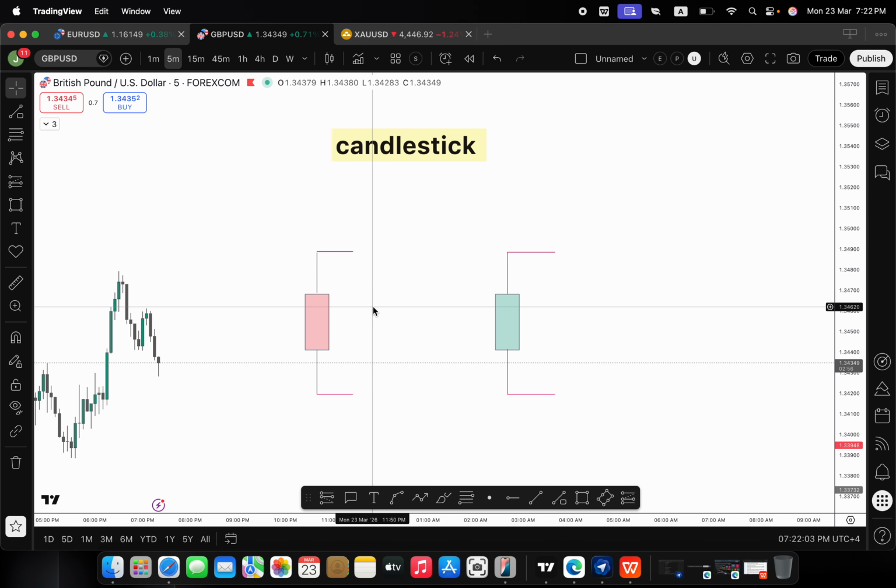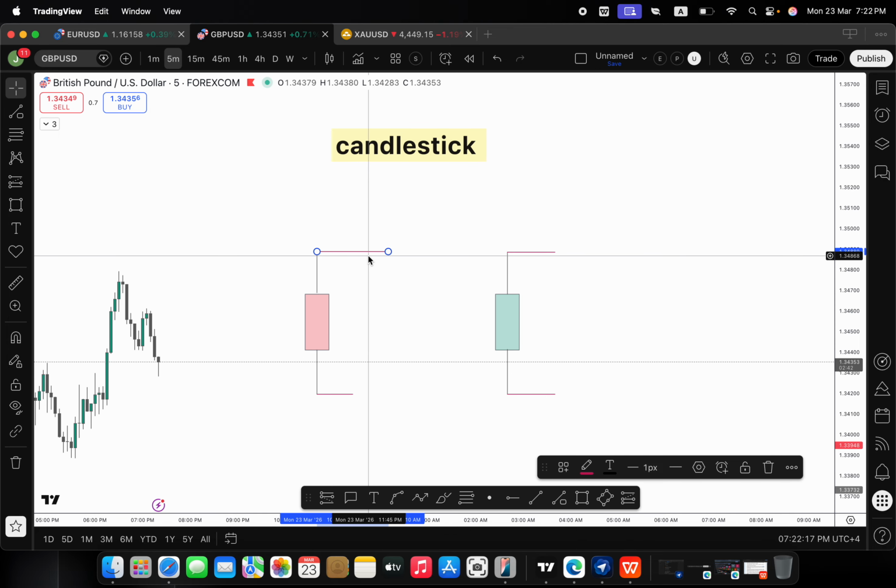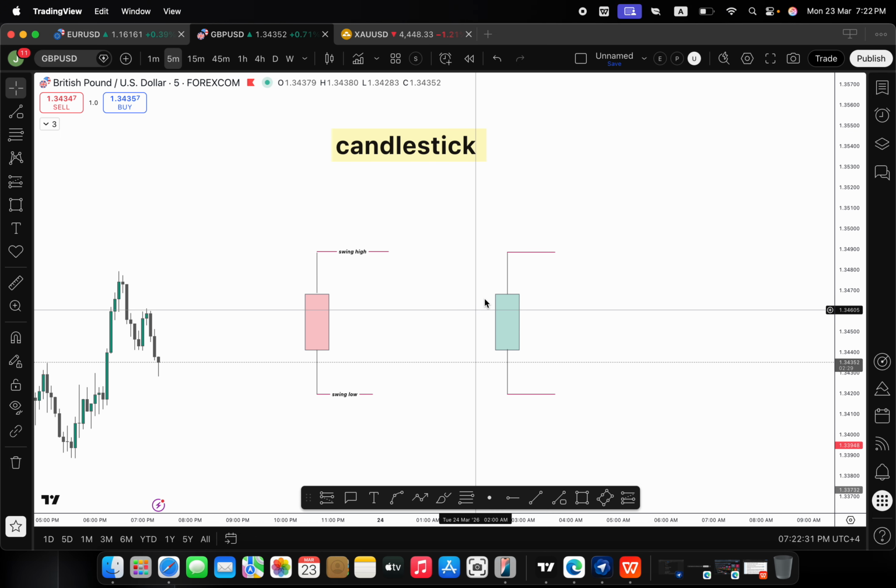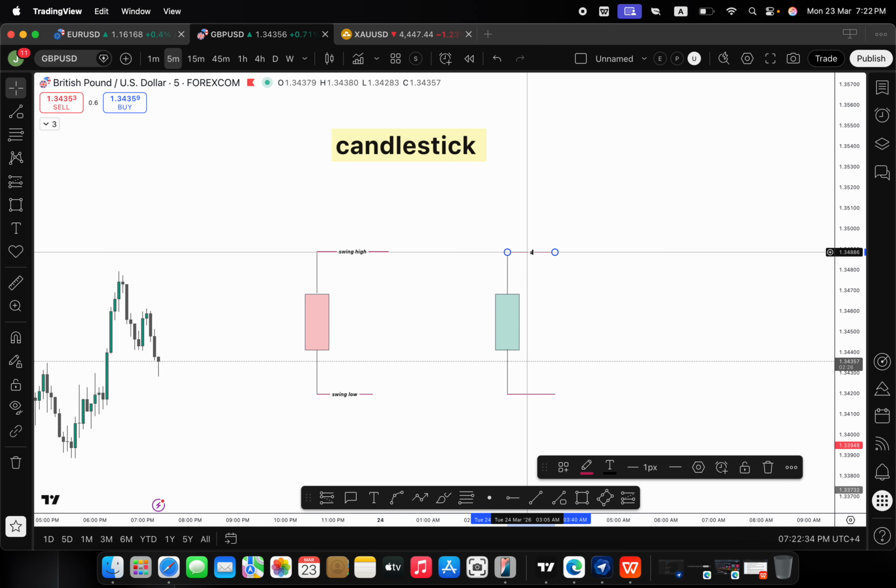The colors, the colors, nice. So that is just the difference. But then the colors are giving you the difference and also the opening. So we're going to label this candlestick. So this is what we call a swing high, and this is a swing low. So this is also a swing high, and this is a swing low.